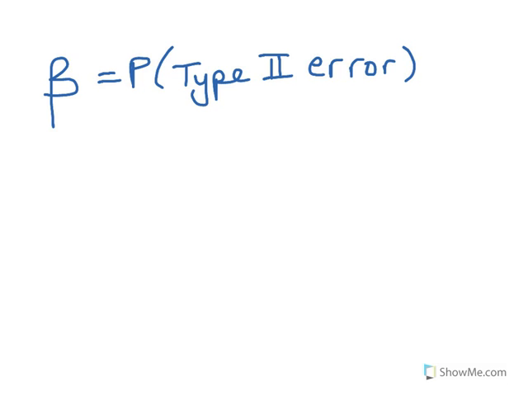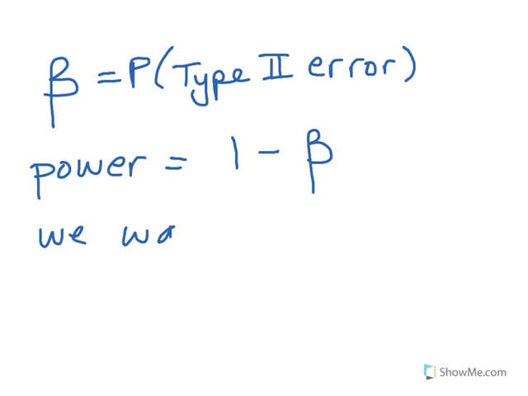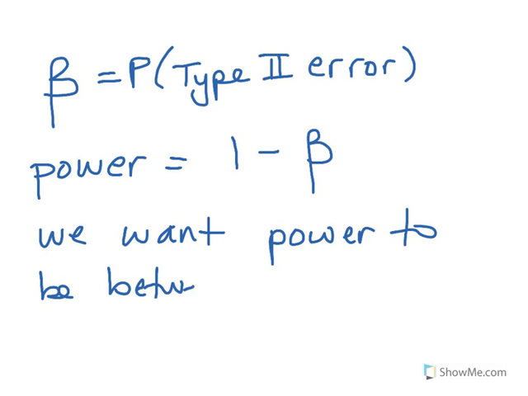Instead of worrying about what beta actually is, what we're going to do instead is talk about the power of the test, and power of a test is defined to be 1 minus the probability of a type 2 error. And there are some characteristics of power that we really need to be thinking about. First of all, we want power to be large. We want it to be between 0.8 and 1.